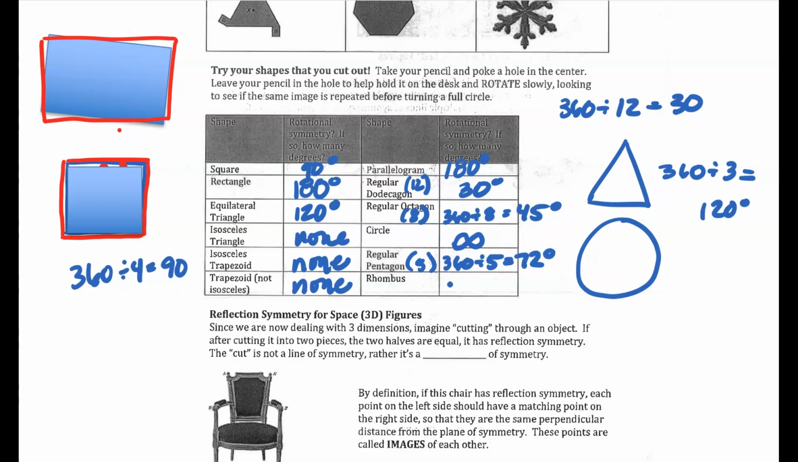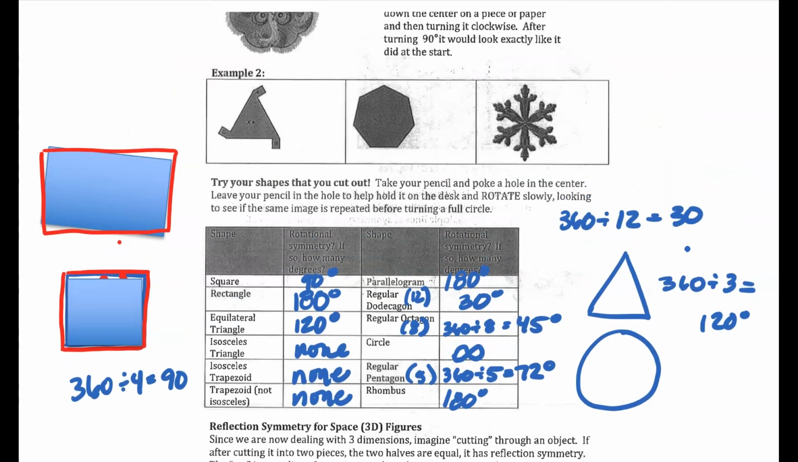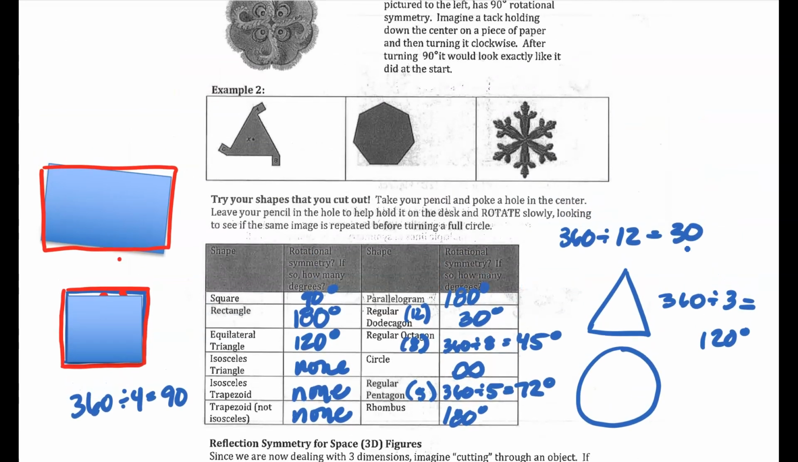And then a rhombus is going to be 360 divided by 2, or 180 degrees of rotation on that one. So let's just bump up real quick here. I just realized that I never did example 2. But with example 2, we've got some figures here, and it's going to be similar with the rotation.